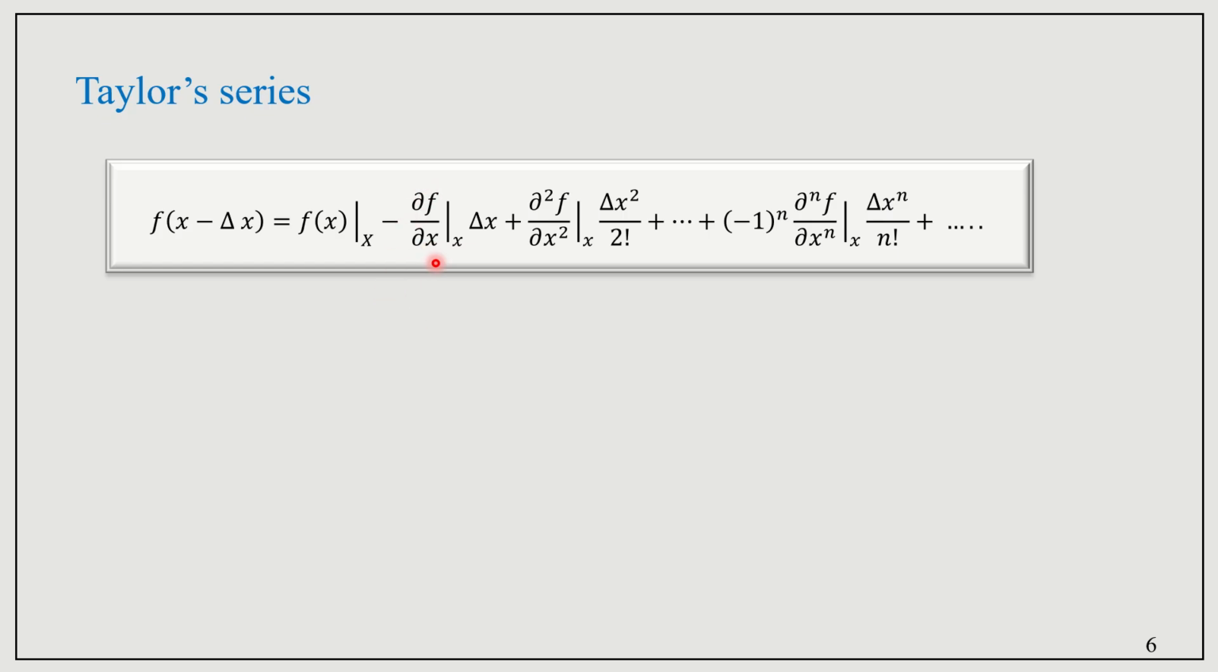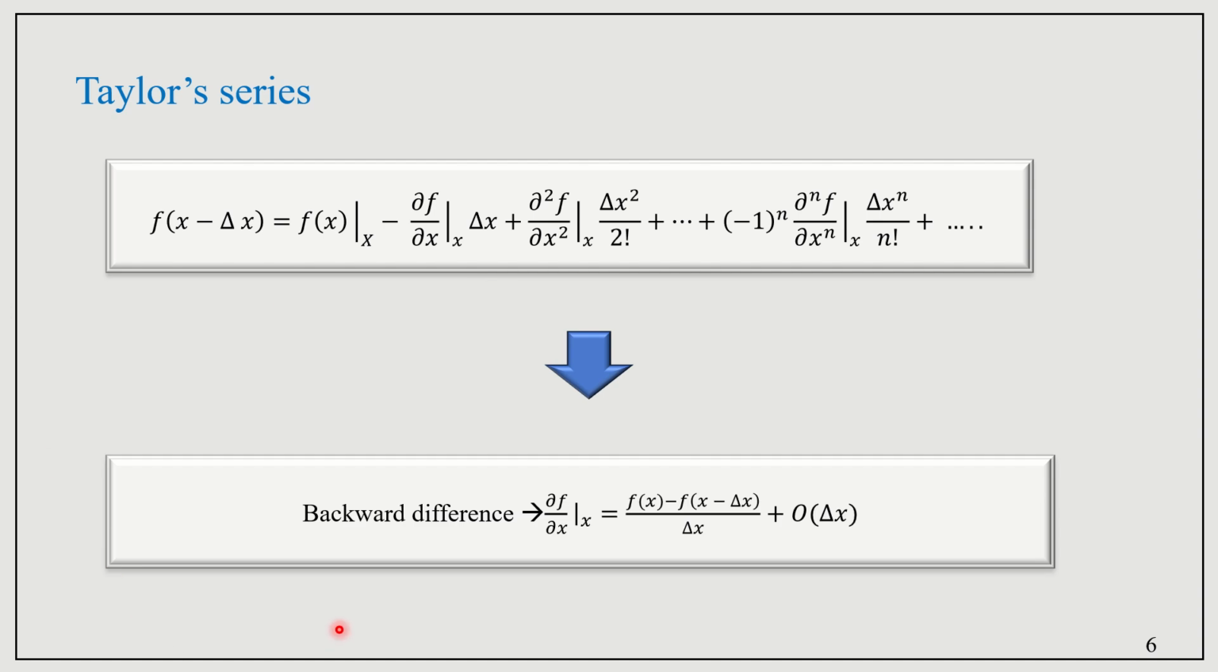We can get dou f by dou x at x equal to this: let this go to this side and that come to this side. So what happens? f of x minus f of x minus delta x, and we divide it by delta x. So it is giving rise to the backward formula. The backward difference approach gives dou f by dou x at x equal to f of x minus f of x minus delta x divided by delta x, plus order of, again, first order difference.